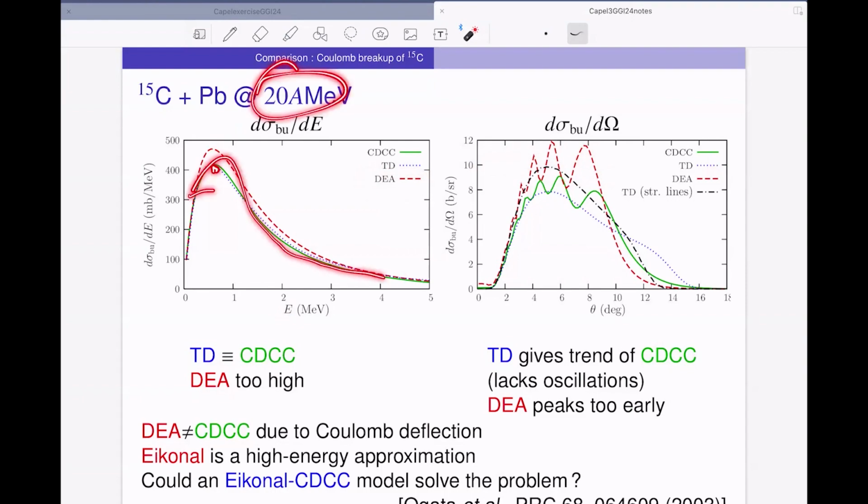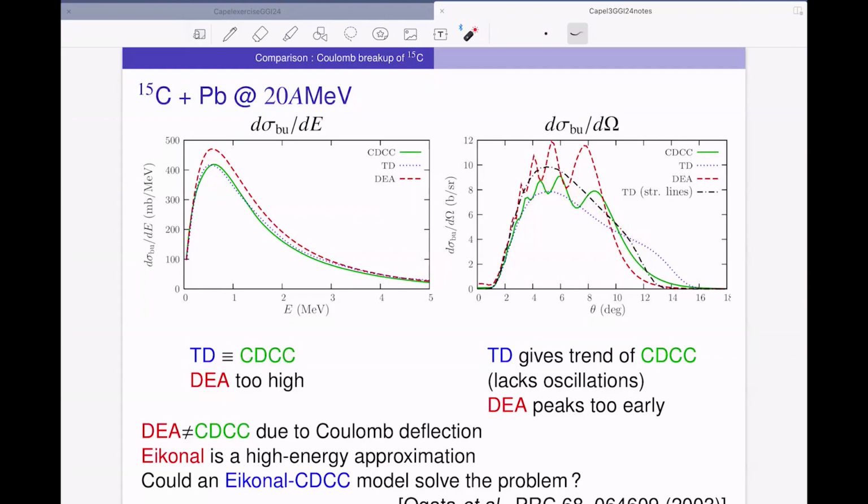The time-dependent approach, on the other hand, works very well even at low energy. So it agrees with CDCC, and as we've seen before, it agrees with CDCC on average without the quantal interferences. So without the oscillation, it agrees with the CDCC calculation.